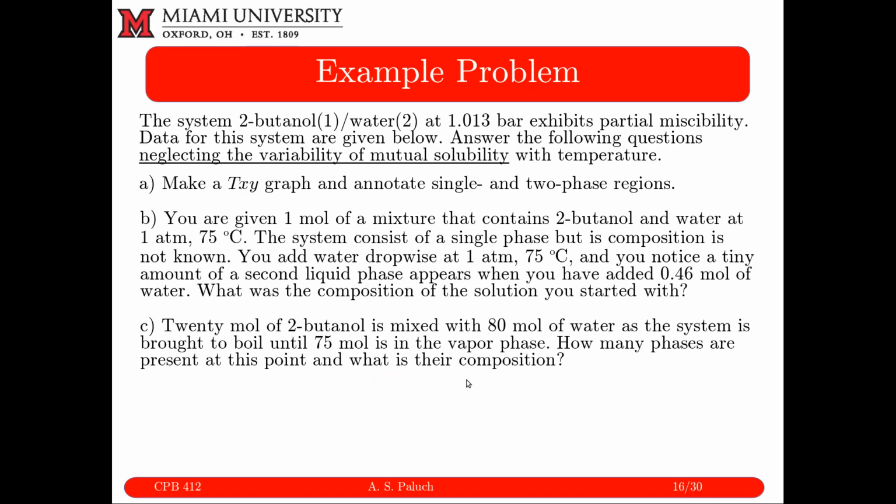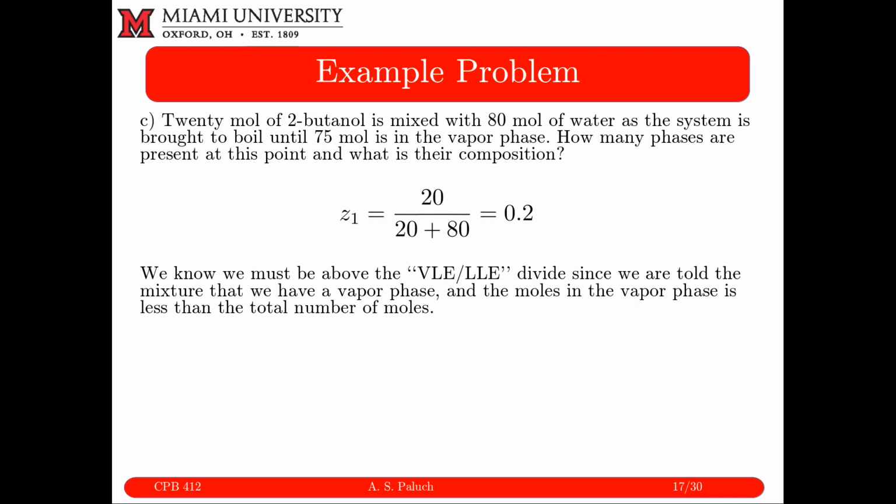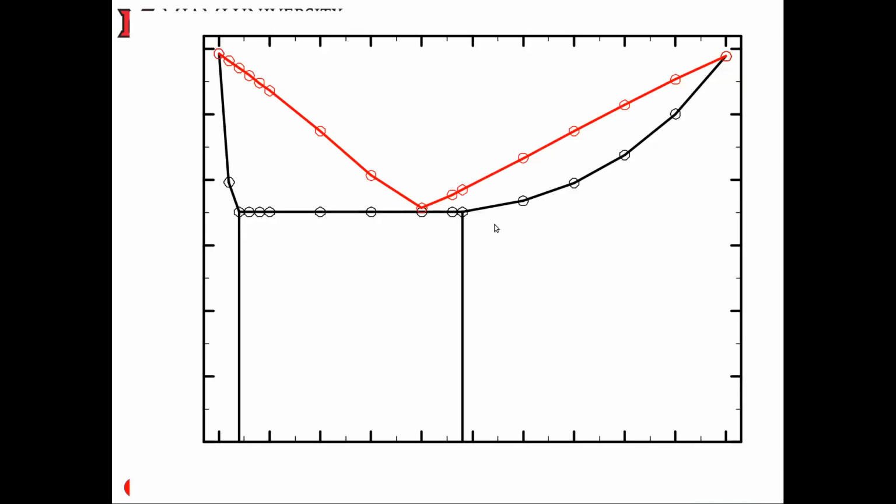Okay. Part C: 20 moles of 2-butanol mixed with 80 moles of water as the system is brought to boil until 75 moles are in the vapor phase. How many phases are present at this point, and what is their composition? All this corresponds to is, the initial composition of my mixture is 0.2. I need to know where I am in relation to my azeotrope. If my z is less than the composition of my azeotrope, if I'm to the left of my azeotrope, when I heat up into the 2-phase region, I end up in this side of my phase envelope, this lobe.